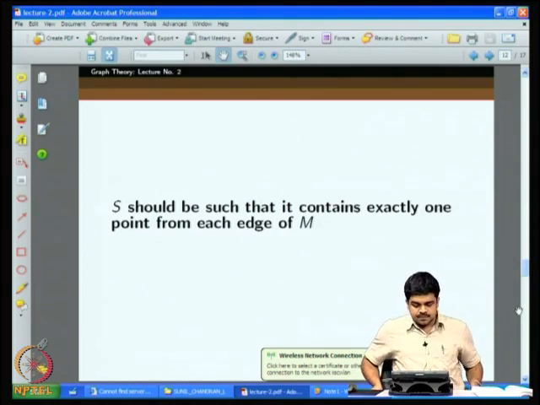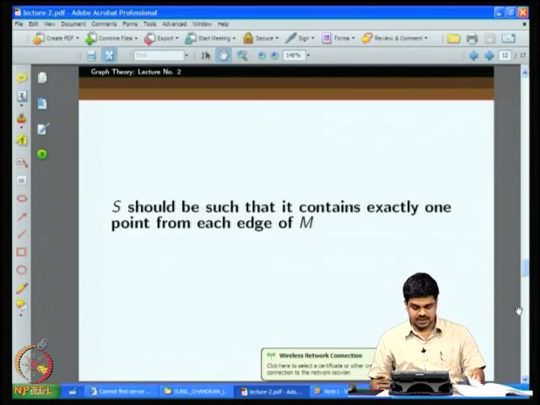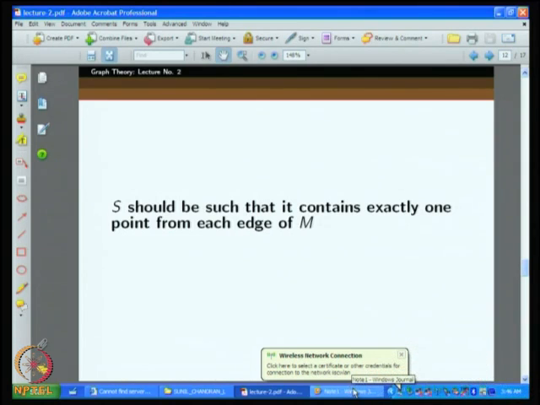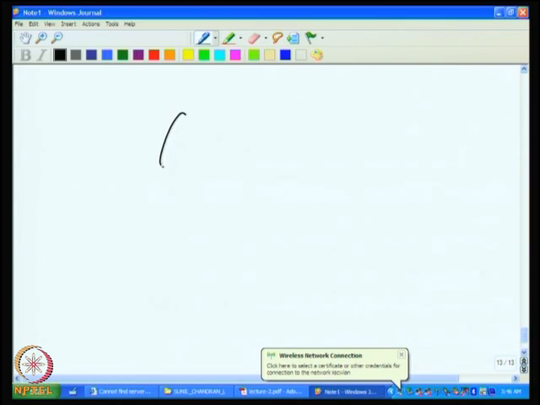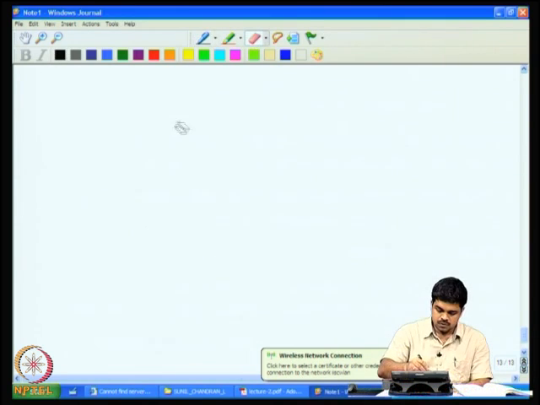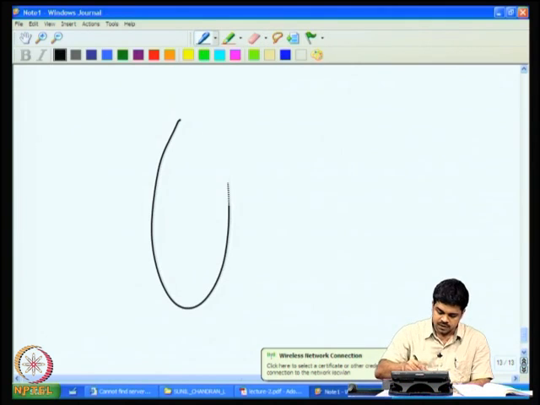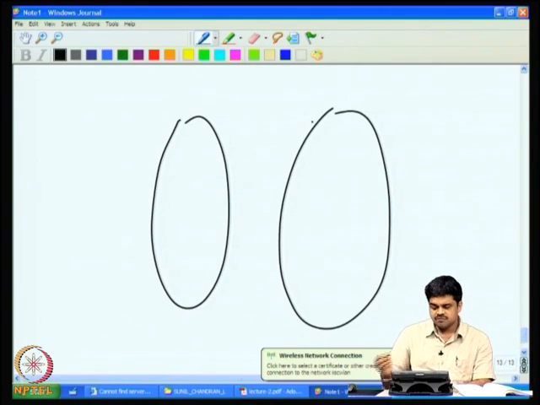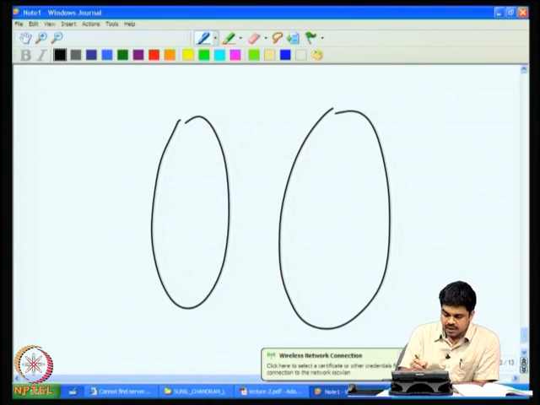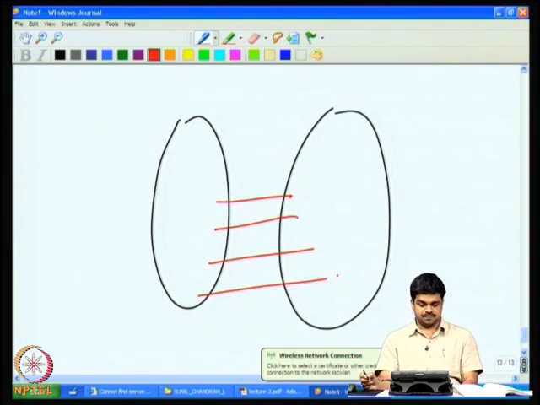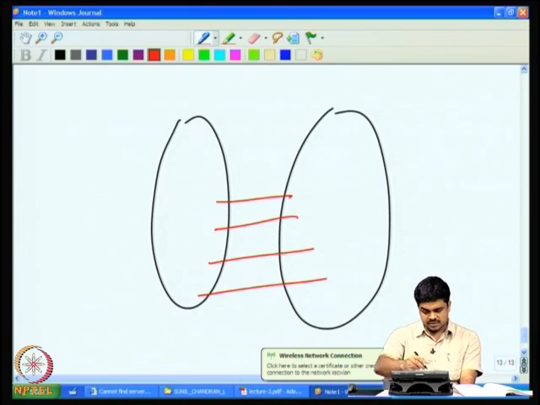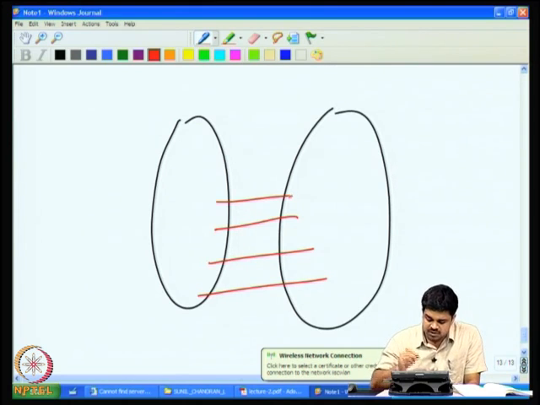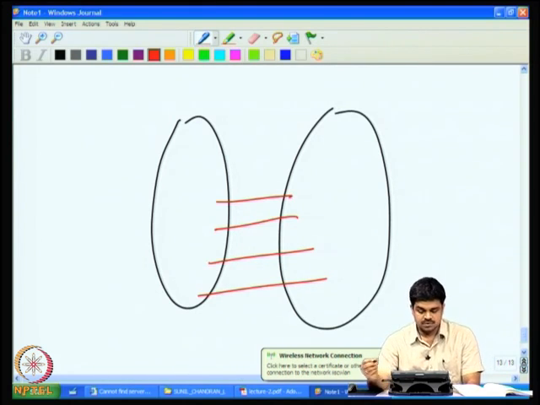We will start with a matching in the bipartite graph. I will draw a figure here. So suppose I draw the bipartite graph like this, and then first I will mark a matching, say let this be the biggest matching here. So there are many other edges, I am just marking the matching edges.